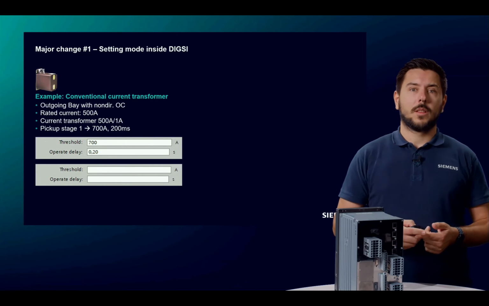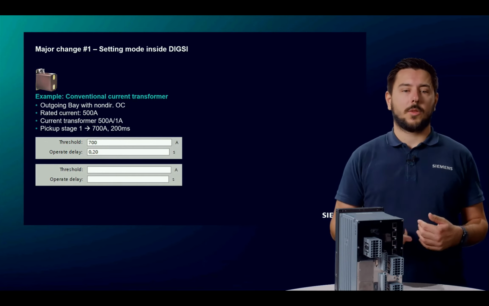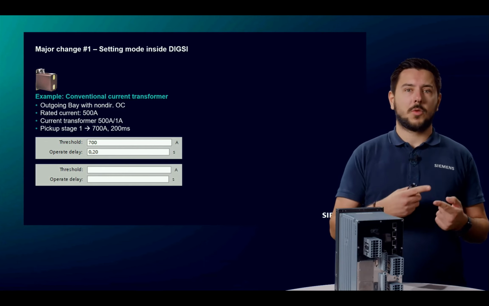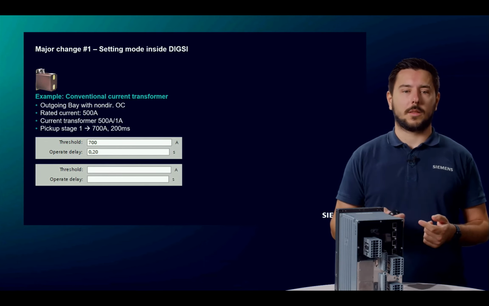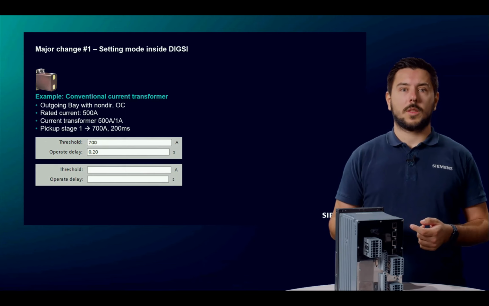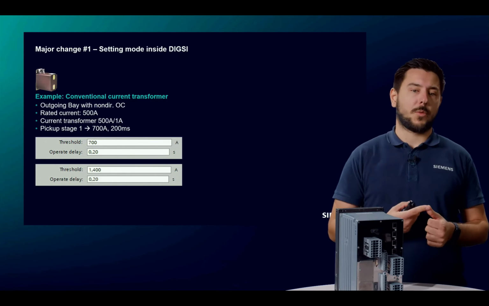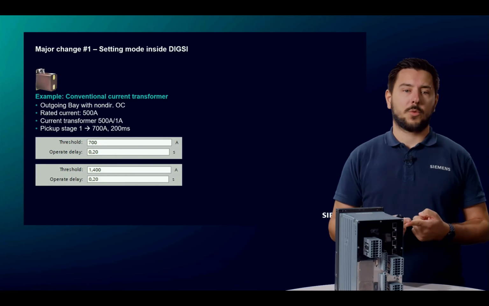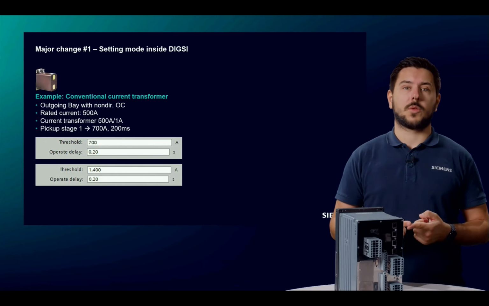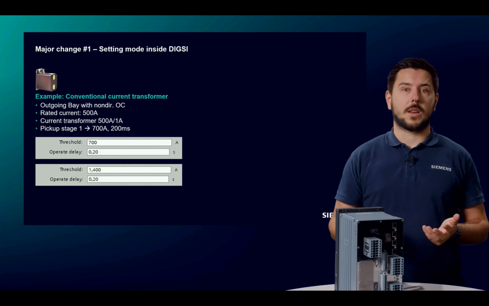For primary, the values could simply be adopted. Threshold 700 amps, trip delay time 0.2 seconds. For the mode secondary, our example would result in values of 1.4 amps and 0.2 seconds with the given current transformer. So far, so familiar.